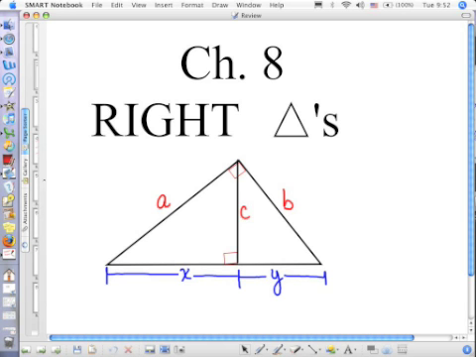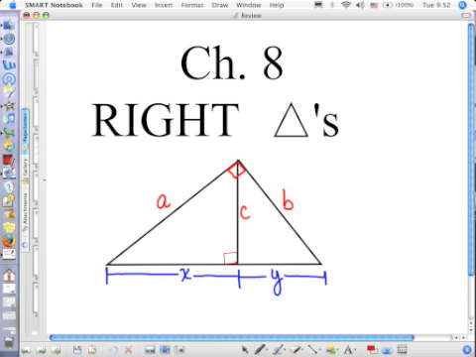The first thing we covered in this chapter was the relationships that exist when you draw the altitude to the hypotenuse of a large right triangle. In the big triangle, it is a right triangle. Notice here that I have the symbol showing this is a 90-degree angle. A is one of the legs. B is the other leg. C is the altitude drawn to the hypotenuse. And X and Y represent the two pieces of the hypotenuse that have been created by that altitude, where it intersects here.